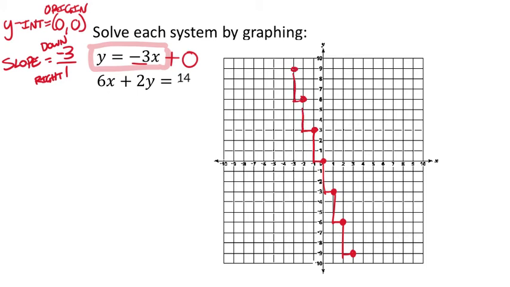And again, I'm not going to connect my lines right now because I want to see what the other line will do. So let's go and do that one. Again, I'll do it in purple. But I need to manipulate this so that it's solved for y. y equals mx plus b. So I'm going to have to subtract the 6x from both sides.